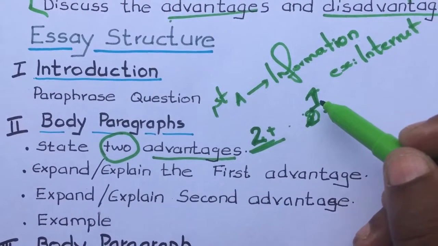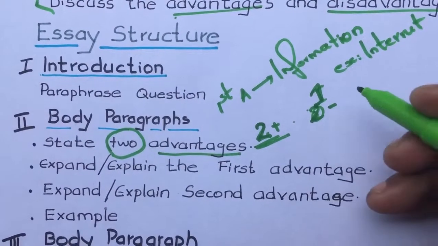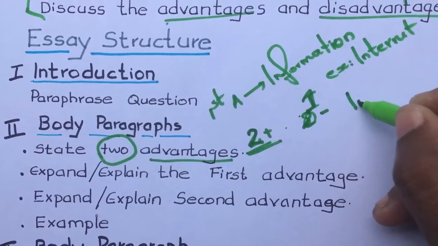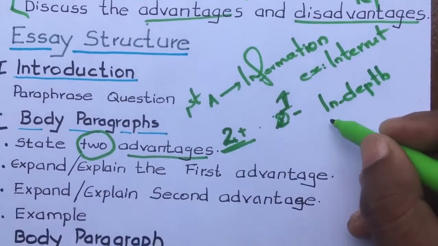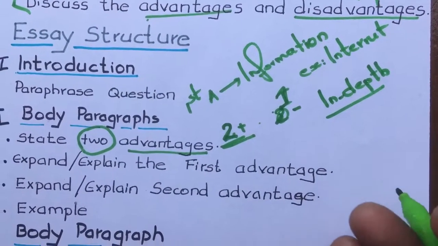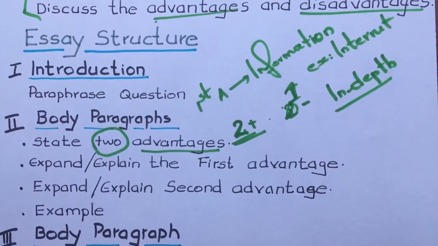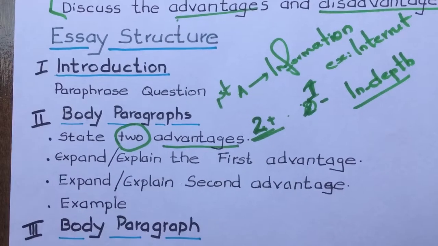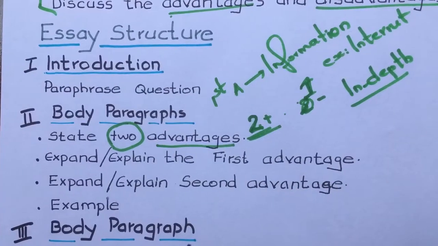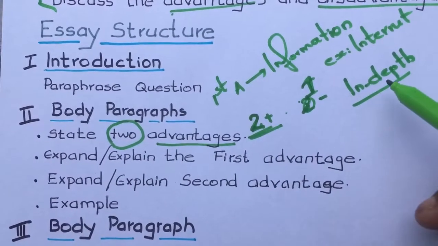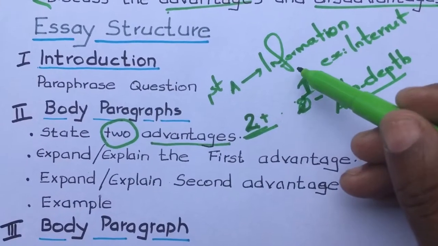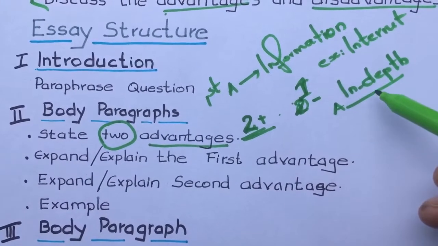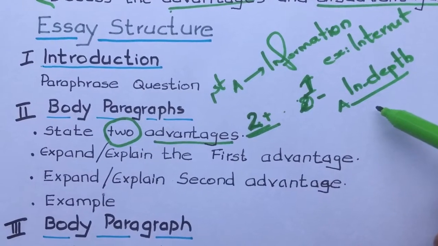The second advantage is that you will get in-depth knowledge. Use this word, in-depth, in your academic writing. In-depth means something much more than superficial information. It is more elaborated and a better answer, I could say. So these are the two advantages. First, you get more information, and second, you get in-depth information.